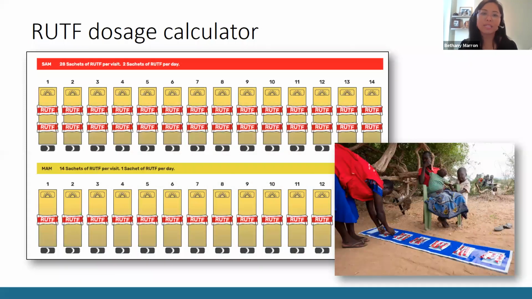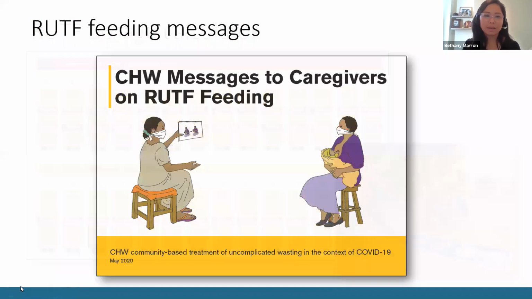So this visual aid can be used by the CHW to help them count the number of RUTF sachets that the child will be given based on their MUAC. This illustration square is not intended to be laid on the ground like what you're seeing in the photo, but it's the same idea. So a CHW can refer to this page and remember, based on a red MUAC or a yellow MUAC, how many sachets of RUTF should be given over a 14-day period. Next slide.